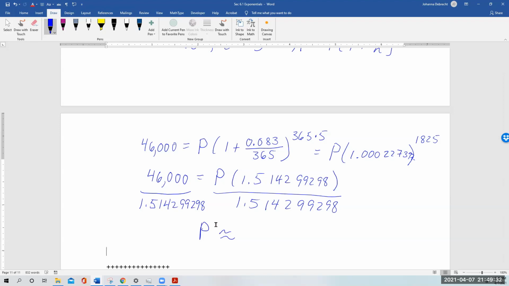This gives me the approximate value for the principal. Taking 46,000 divided by that, I'm getting roughly $30,377.08601, which I'll round to 9 cents. So roughly $30,377.09. So in 5 years, he will make roughly $16,000.